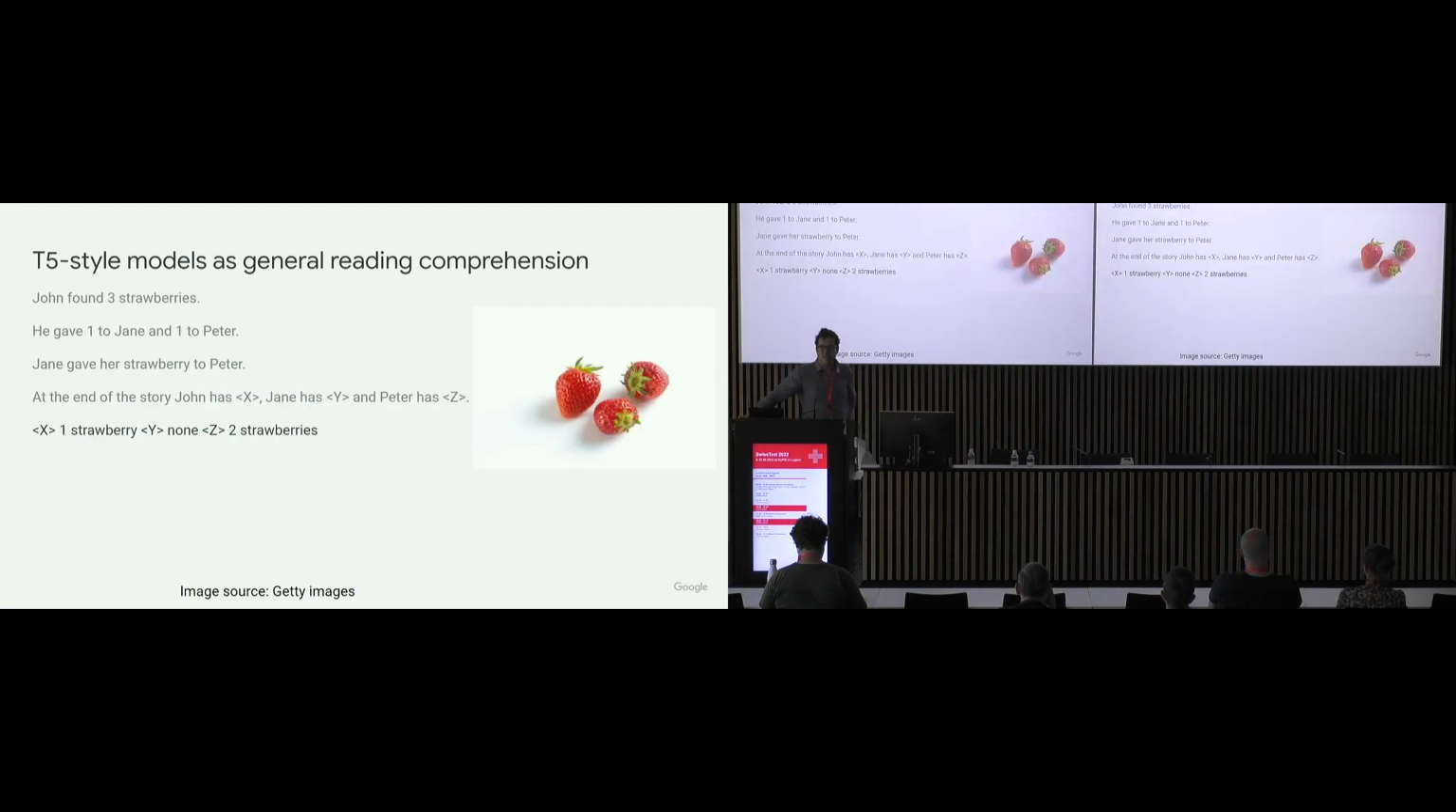This is also another example where I fed the model a made-up story. John found 3 strawberries. He gave one to Jane, one to Peter. Jane gave her strawberry to Peter. At the end, John has X, Jane has Y, and Peter has Z. And the model outputs X is 1 strawberry, Y is none, and Z should be 2 strawberries. And this is actually a correct output for the input I provided.